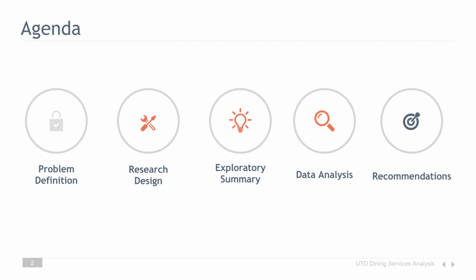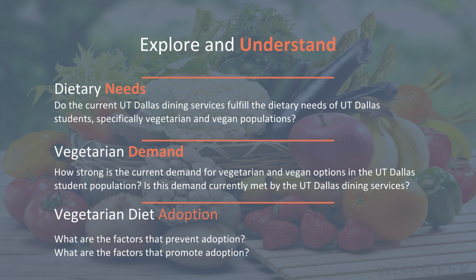So from a high-level overview, what we're going to take you through is our problem definition, how we conducted our research, some basic exploratory insights, more advanced data analysis, and how we used all of those things to tailor our recommendations. This project was designed to investigate how well the current dining services food options meet the needs of the student body, with a specific focus on vegetarian and vegan students.